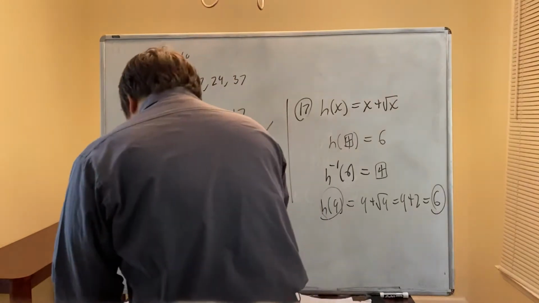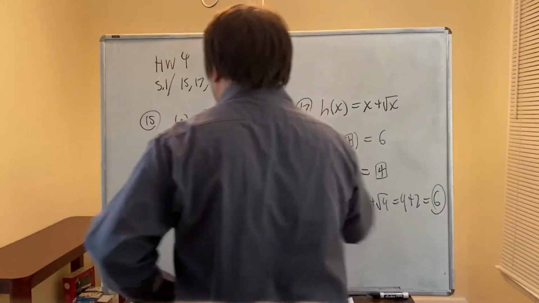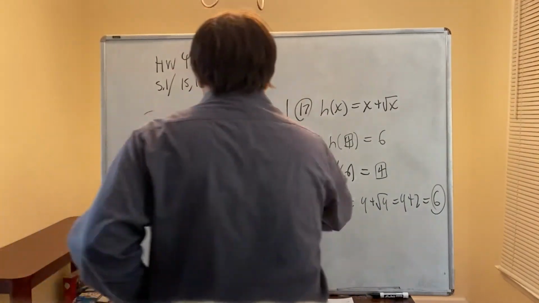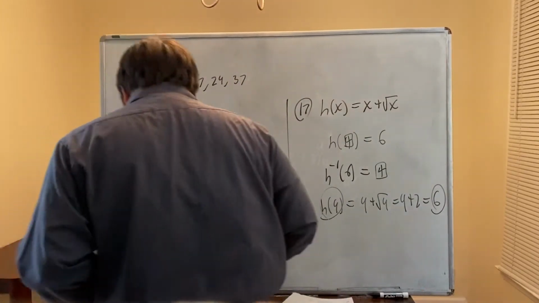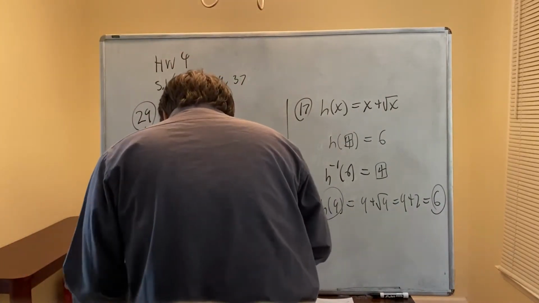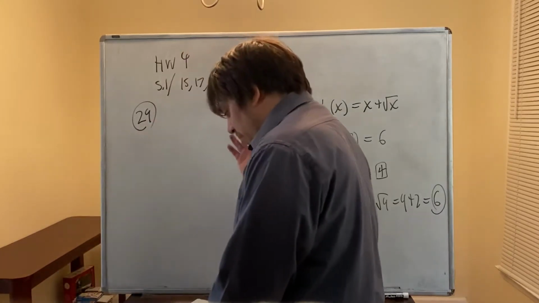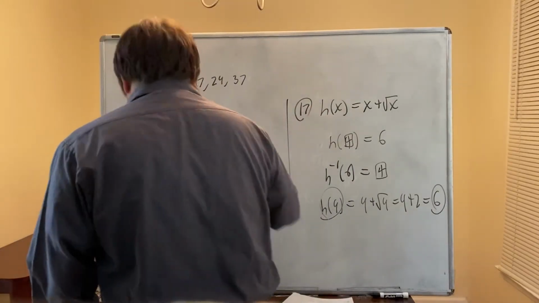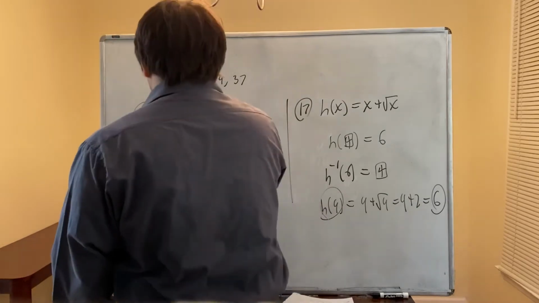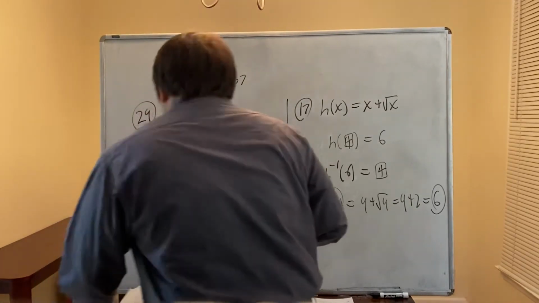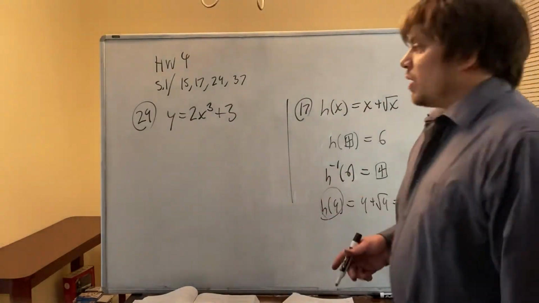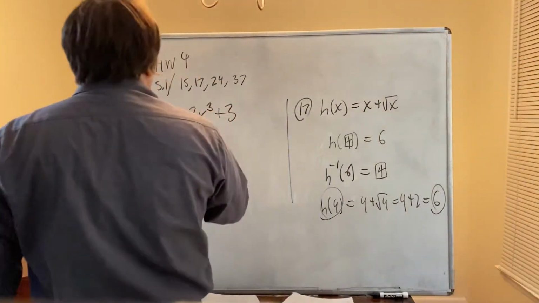Number 24. Good. 24 here. So for number 24, find a formula for the inverse of the function. The function is y equals 2x cubed plus 3. So we'll find the inverse. So that's the function. Let's solve for x.